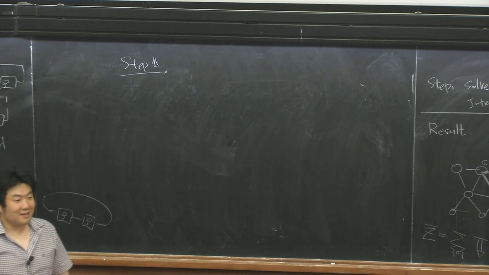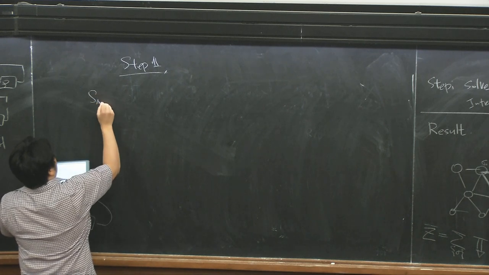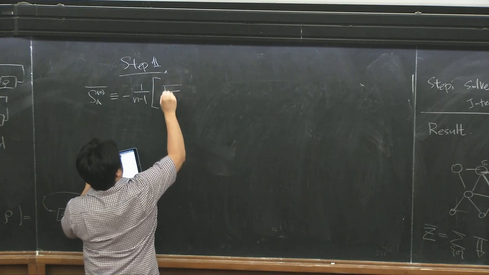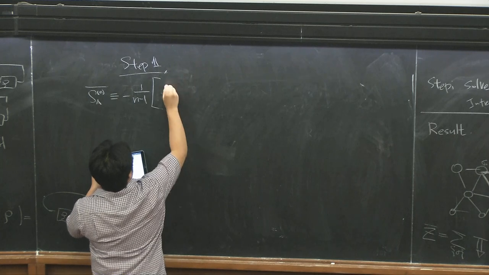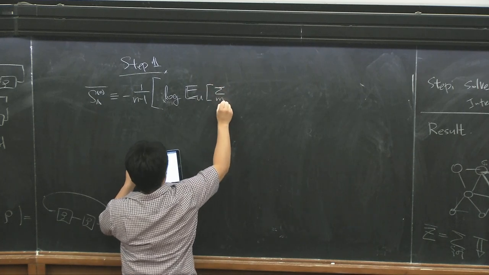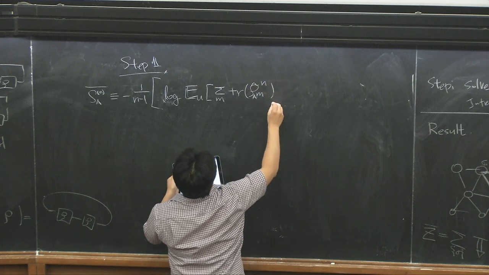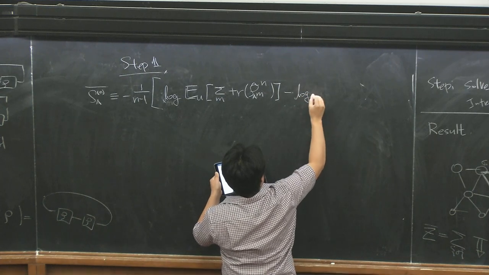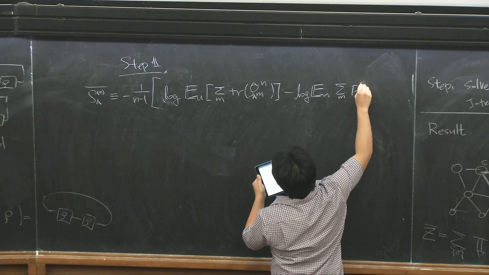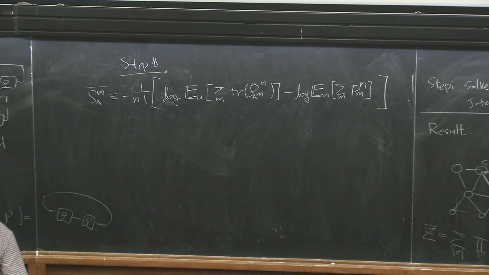Don't be too scared, it's a little long, but I'm going to write down the expression for Sn. So I'm going to define Sn bar to be minus 1 over n minus 1. Okay, so this is my Sn bar. So let me unpack what I mean.